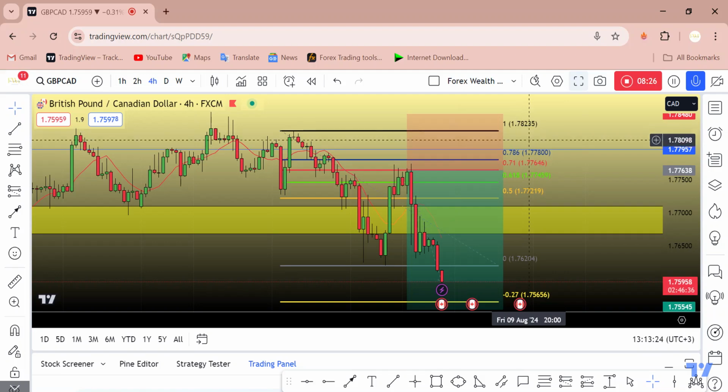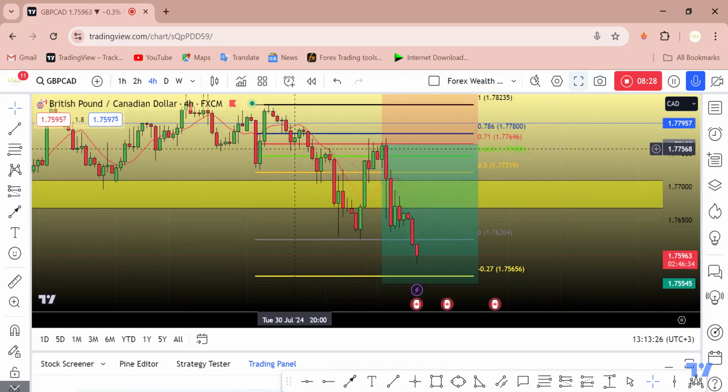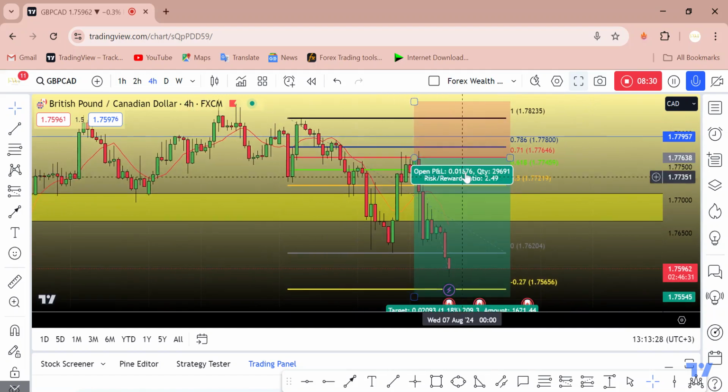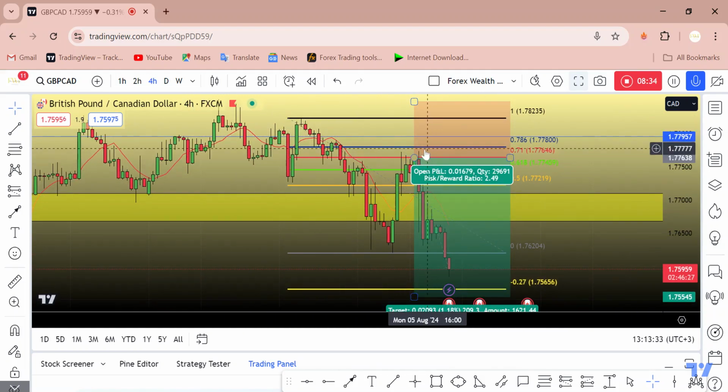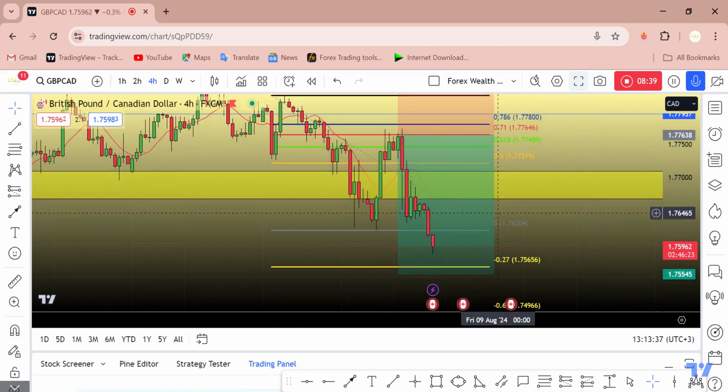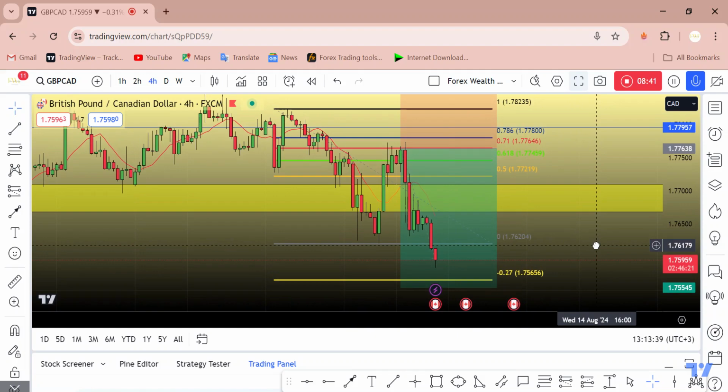So as you can see, this trade I entered on GBP CAD using my Fib tool from this top to this bottom around the 71 Fib level. Absolutely zero drawdown, amazing, and it's moving greatly to the downside.